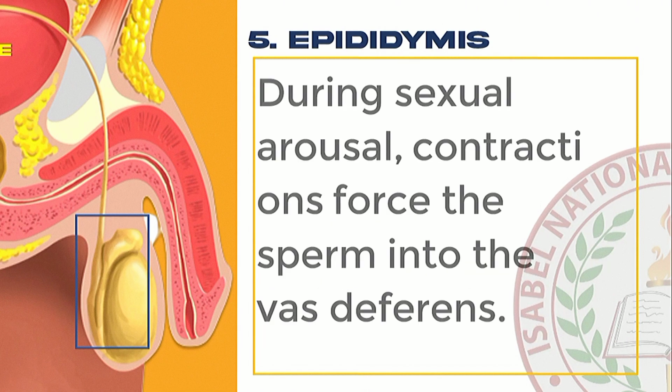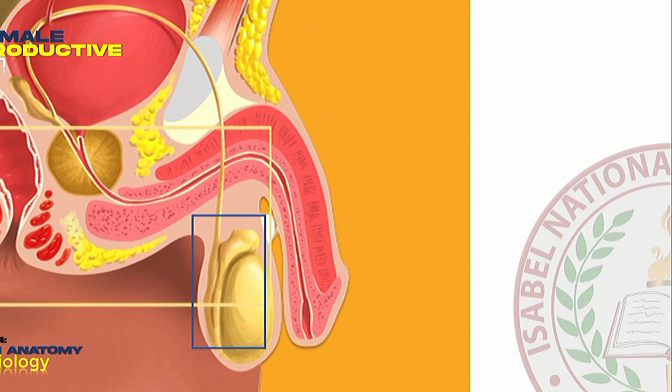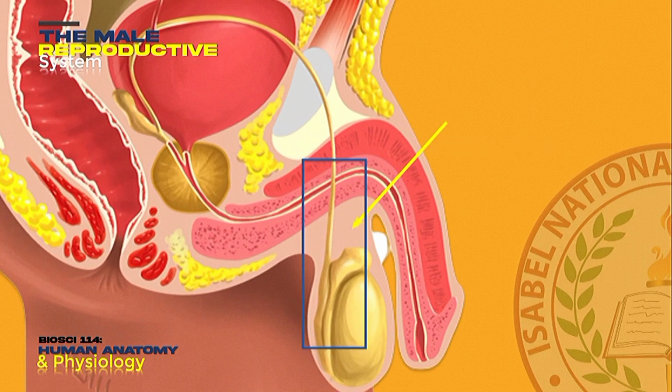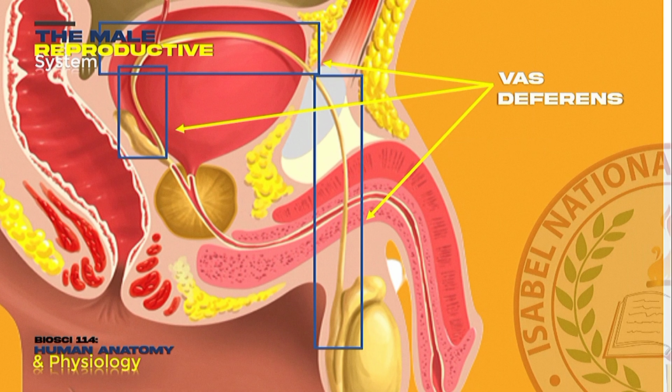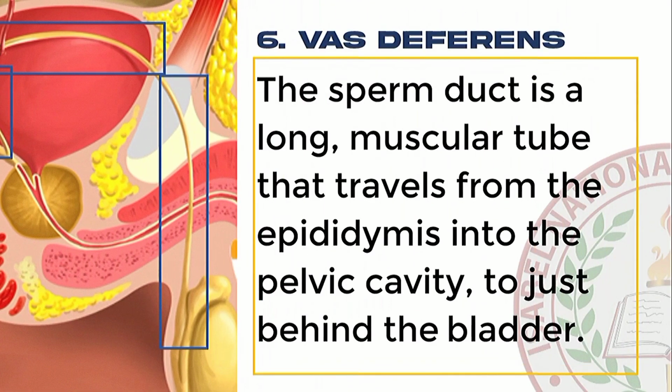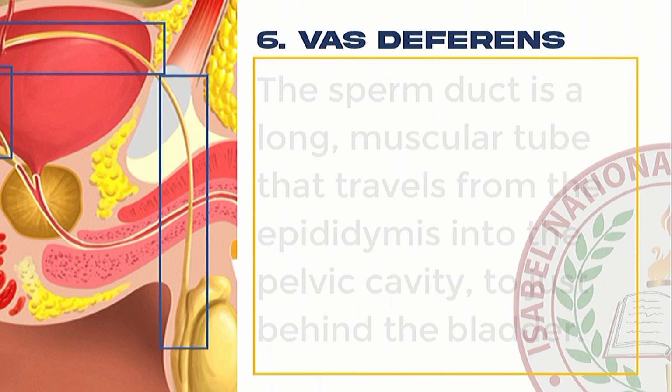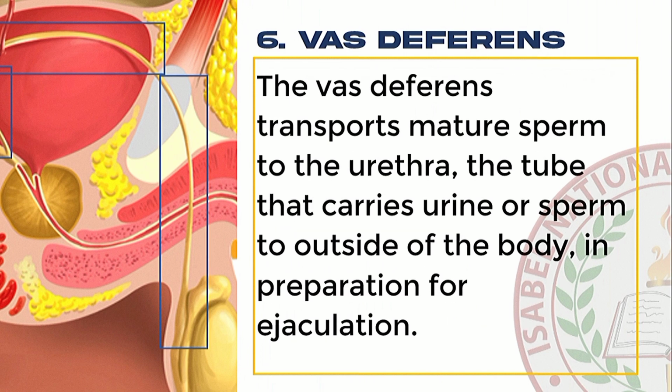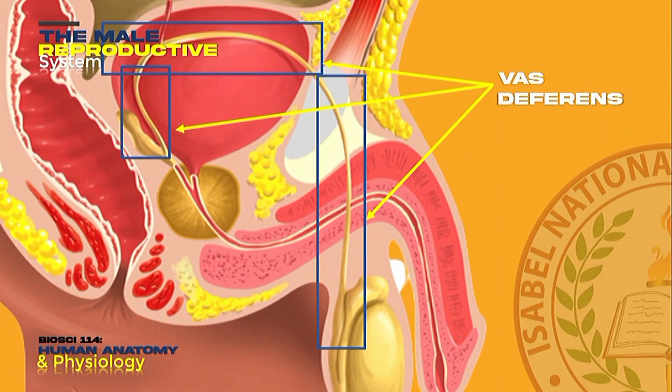During sexual arousal, contractions force the sperm into the vas deferens from the epididymis. Number 6 is the vas deferens. The sperm duct, or the vas deferens, is a long muscular tube that travels from the epididymis into the pelvic cavity to just behind the bladder. The vas deferens transports mature sperm to the urethra, the tube that carries urine or sperm to outside of the body in preparation for ejaculation.